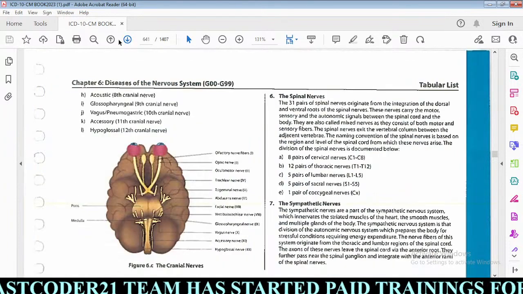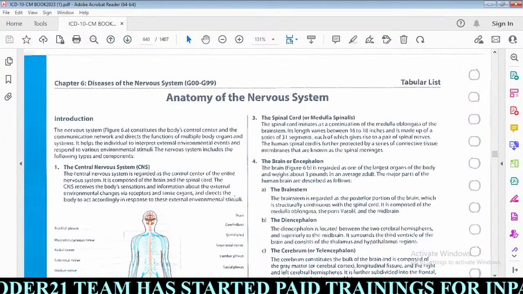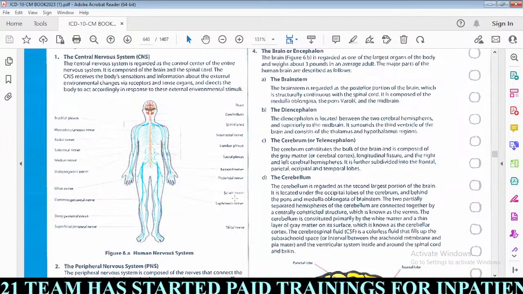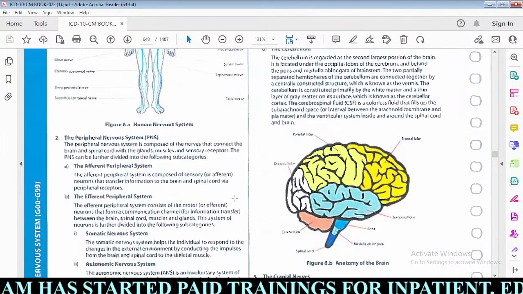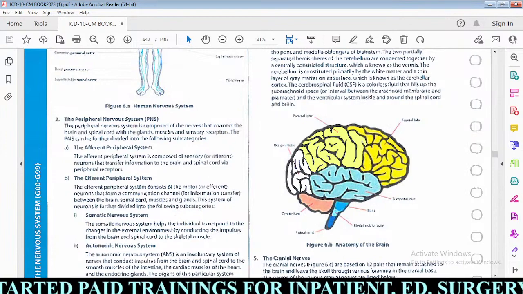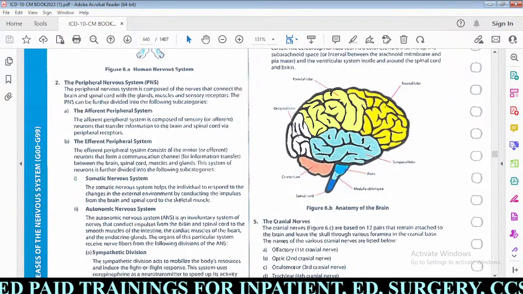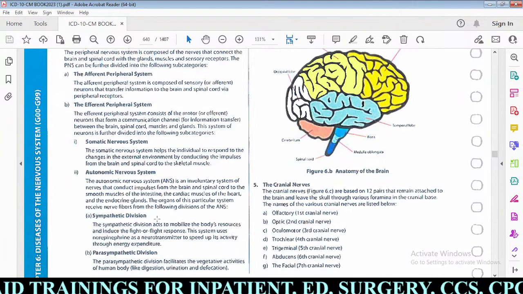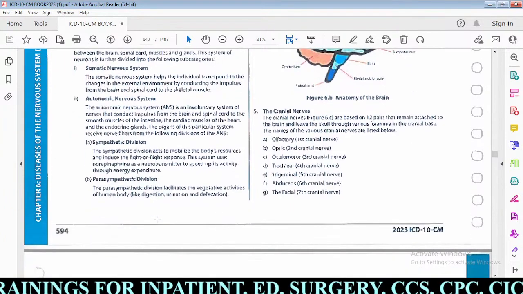So these are the nervous system. If you don't know about nervous system anatomy, from here also you can find the anatomy. So what are somatic nervous systems, like that? You don't need to have any anatomy book. APC, this book is very useful.